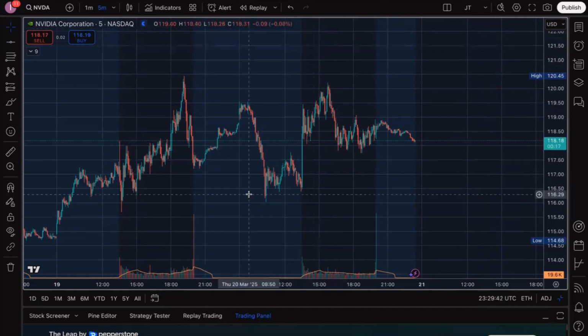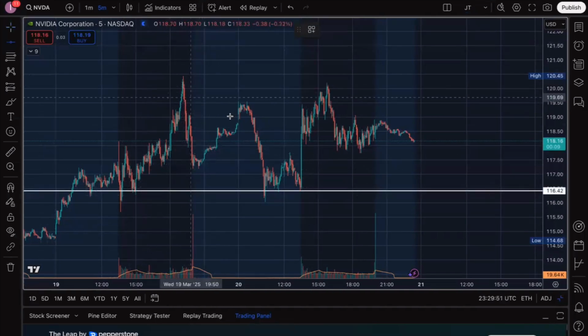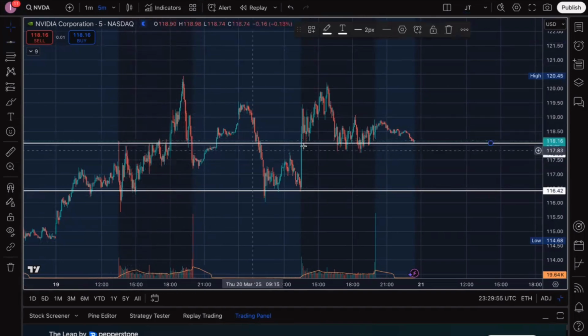So this is the NVIDIA chart. And let's go ahead and throw some levels on here, right? Because we kind of have a little bit of support here, right? A couple bounces there. You got resistance from the previous day. This is yesterday, which you can see kind of turned into support today.